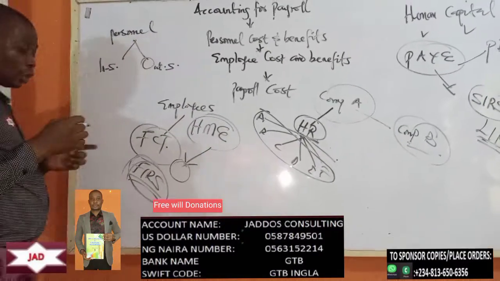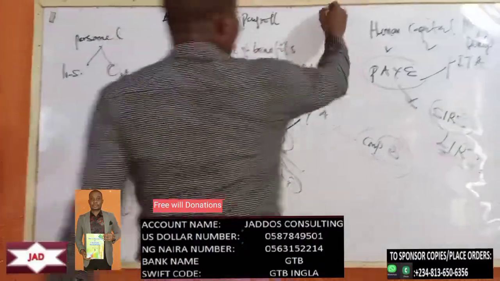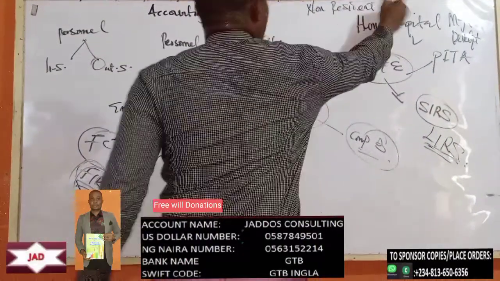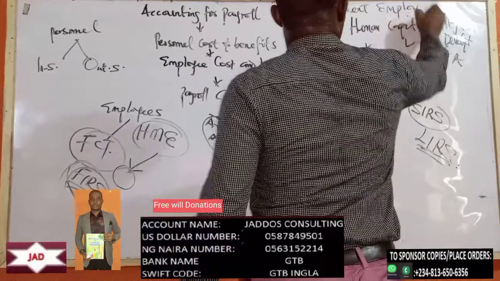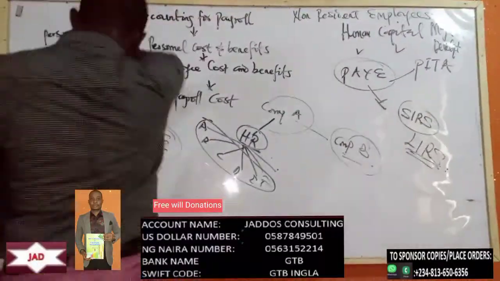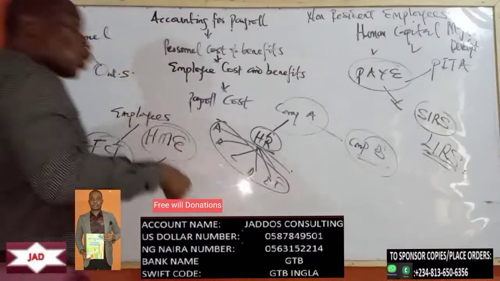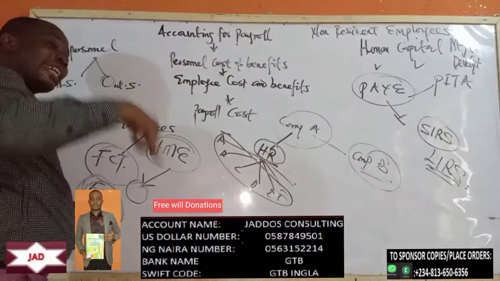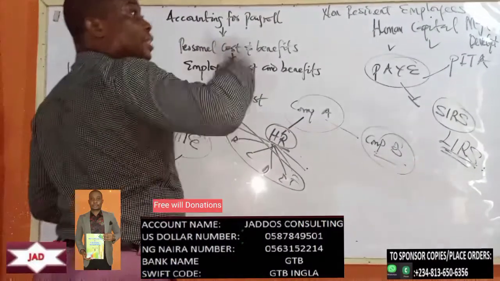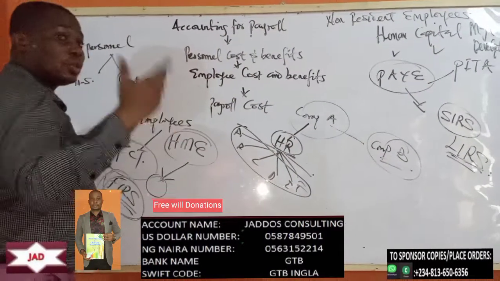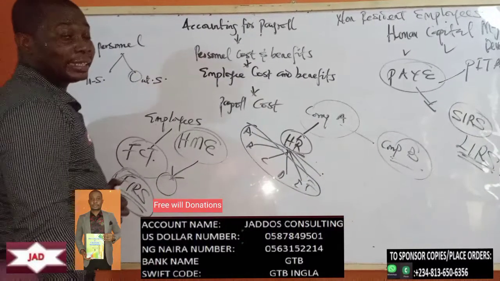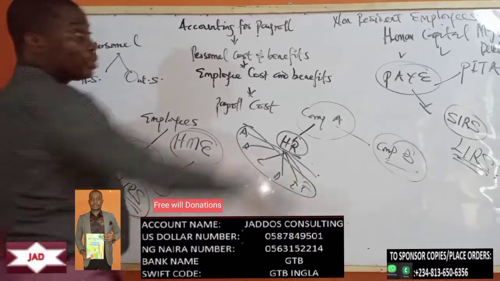Okay, now there's something also called non-resident employees. Now, non-resident employees are employees that are not resident. They don't reside in a particular country, but they are earning from that country. So you can be, let's say, a Togolese, for instance, and then you are earning in Nigeria. So you are a non-resident employee.